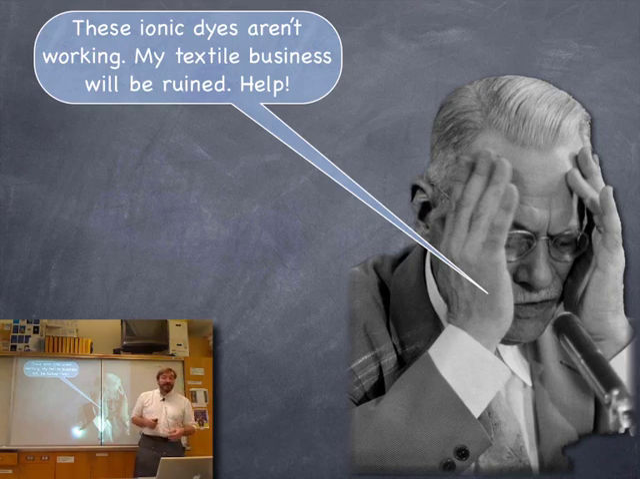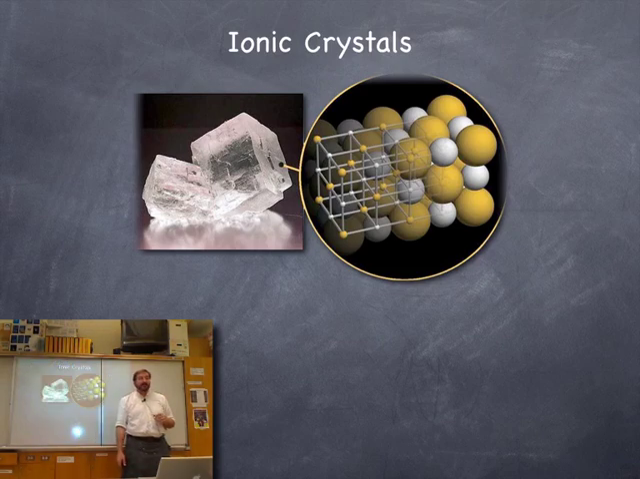So, it turns out that ionic compounds, while important to dyes, don't make very good colored compounds. You can't get a very good range of colors. And so ionic dyes are probably not the way to go if you're looking to make a textile business. To understand why that is, and then to move on to understanding why organic or covalent compounds would probably be a better idea, we need to understand a little bit more about what ionic compounds are.